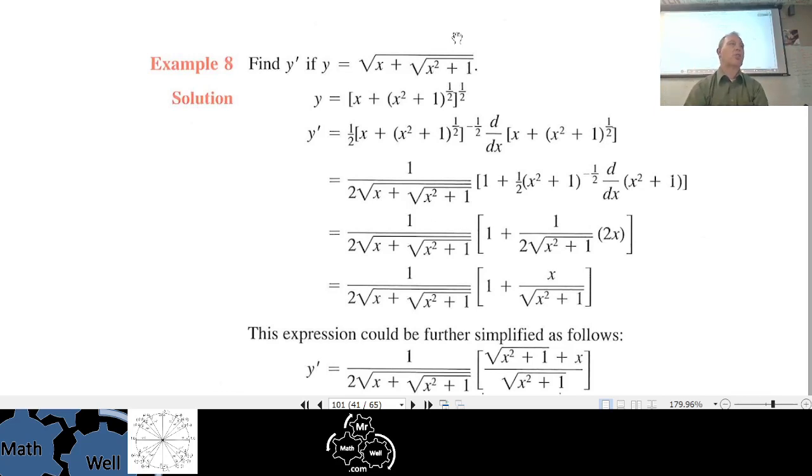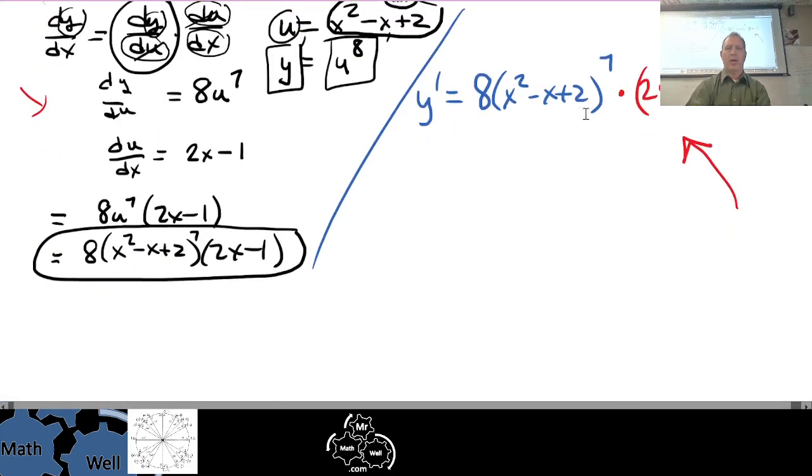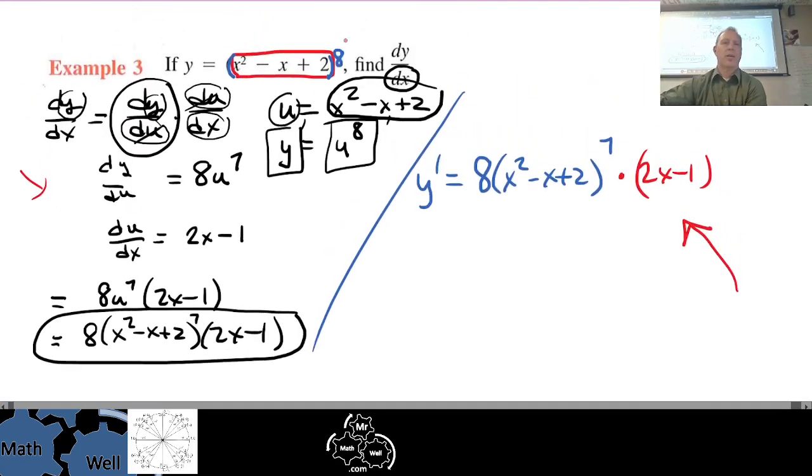Now technically, you stop when x, or your variable, is the innermost layer. That's technically when you stop. And what do I mean by that? Well, I don't want to confuse you, but watch this. I could have done one more layer of differentiation here. The outside layer is this blob to the power of 8. Inside layer is x squared minus x plus 2. There is another layer. That layer is x itself. So what's the derivative of x? 1.